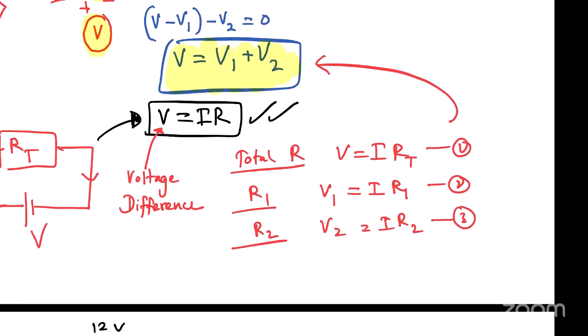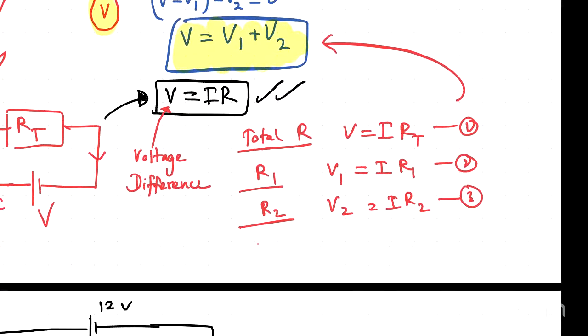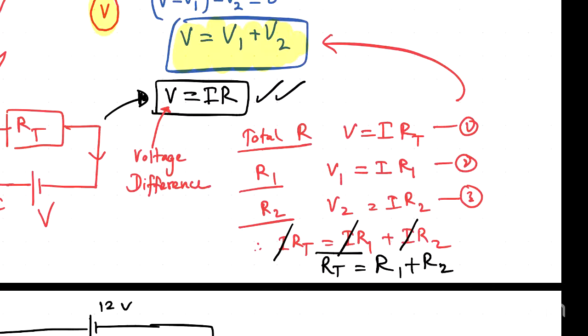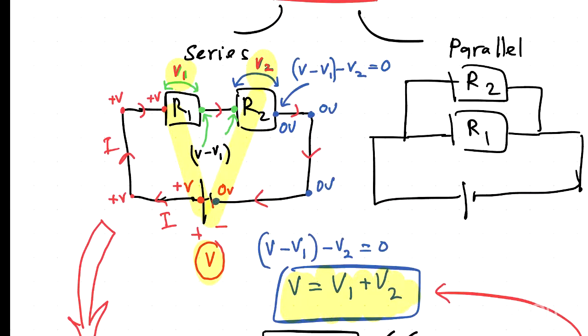So instead of these V terms, we can write it with the IR terms. So IRT equals IR1 plus IR2. So therefore what will happen? I is a common term, so I will be cancelled out. So therefore you will get the total resistance is equal to R1 plus R2. Total resistance equals R1 plus R2, which means in a series system, you can just get the total resistance by adding the numbers together.